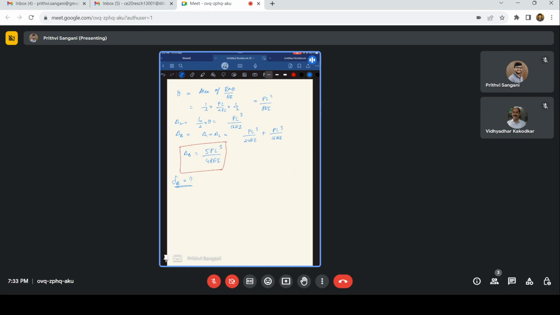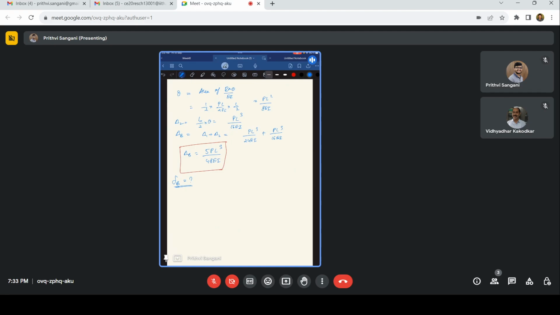In this case, theta B is nothing but the area of the bending moment diagram. So that is nothing but 1 by 3 times w L square by 2 times L by EI, which gives w L cube by 6 EI. Okay, this is my theta B.